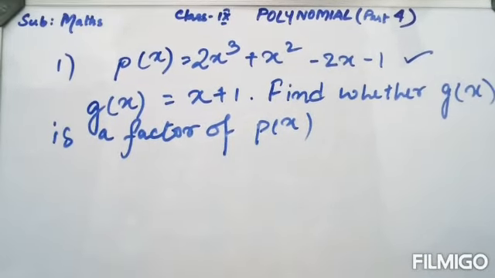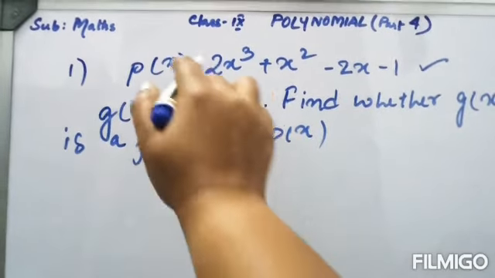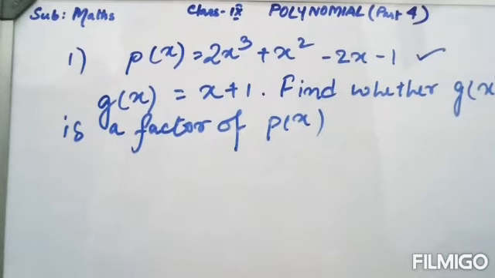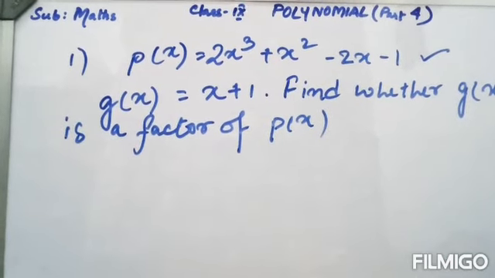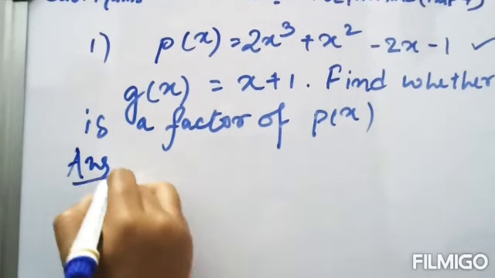Now if it is a factor, then what will happen? Obviously, substituting the 0 of this into the expression will give us 0. The value of the polynomial will stand as 0. So let's do that.